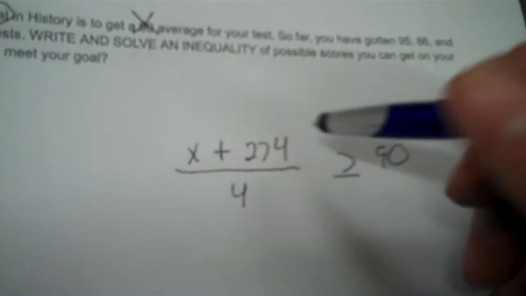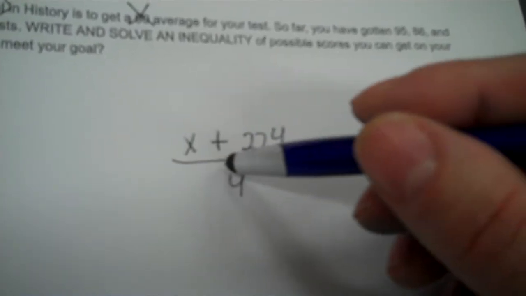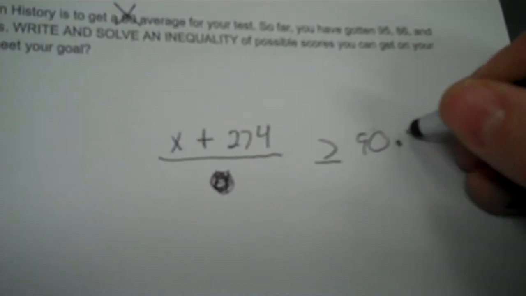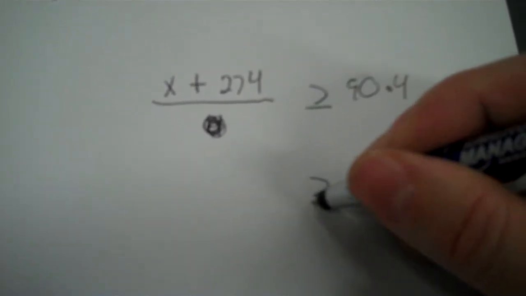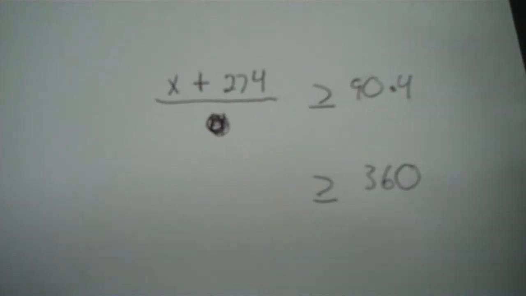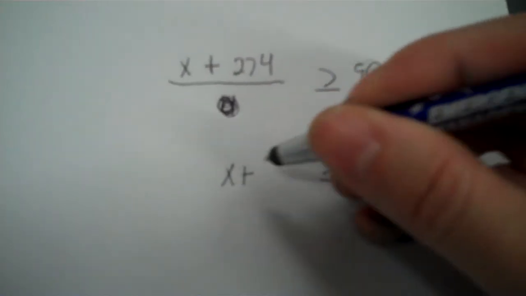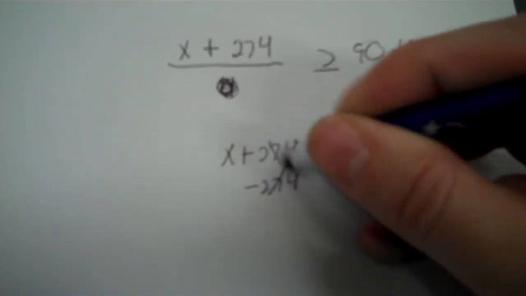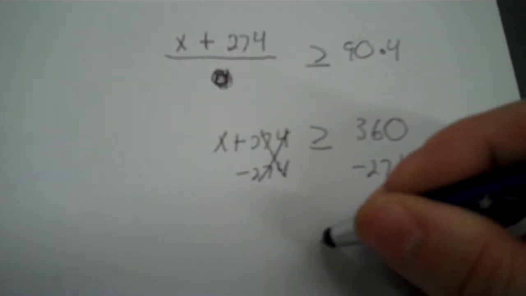Now, get rid of this 4. When the whole side is divided by 4, scribble out the 4, and we're allowed to do that as long as we times 4 to the other side. So now that's 360, and on the other side I'm at X plus 274. You just minus 274, and you essentially have your solution.